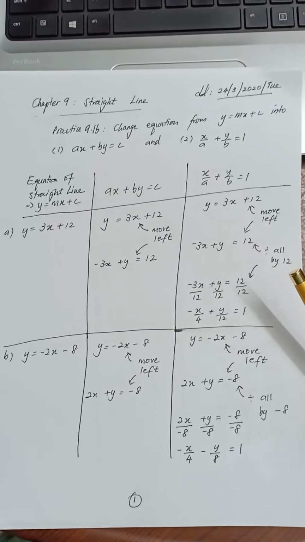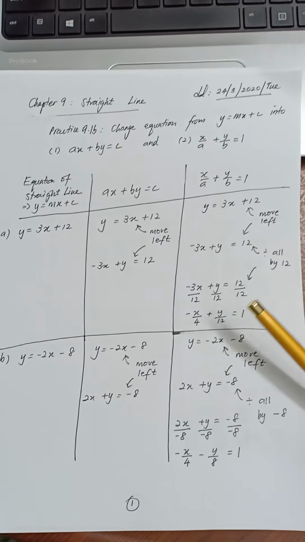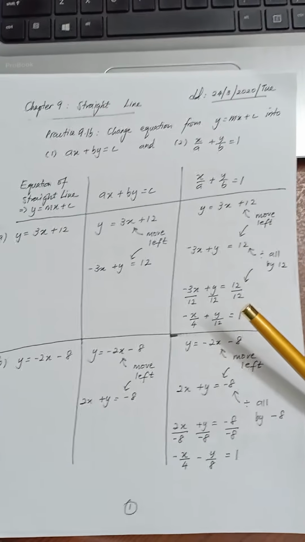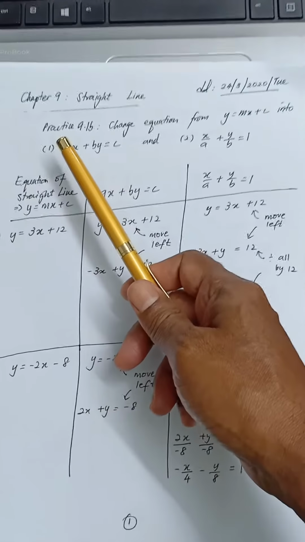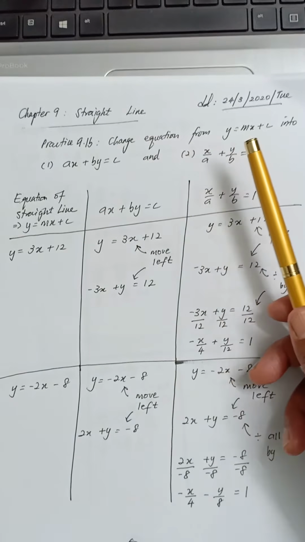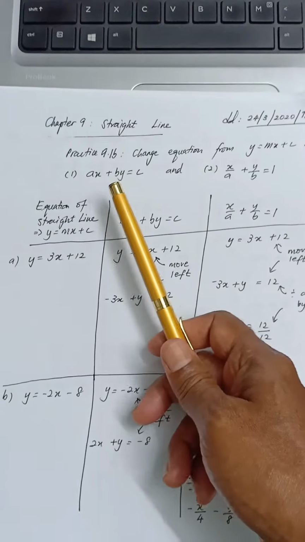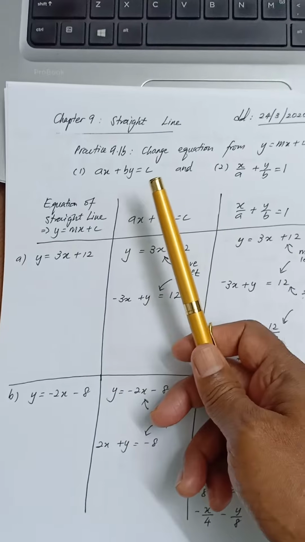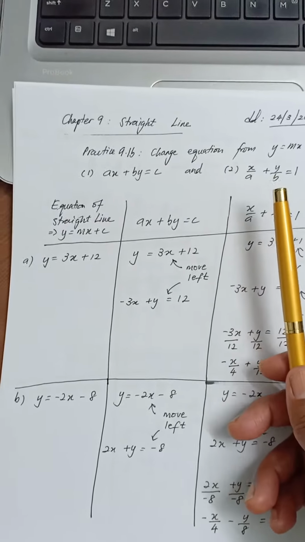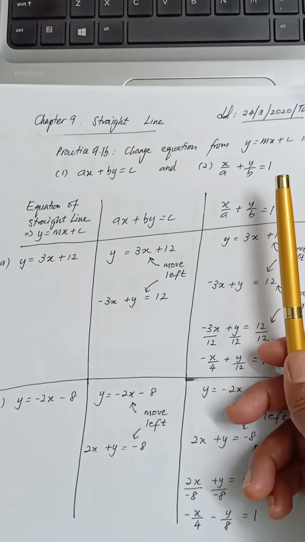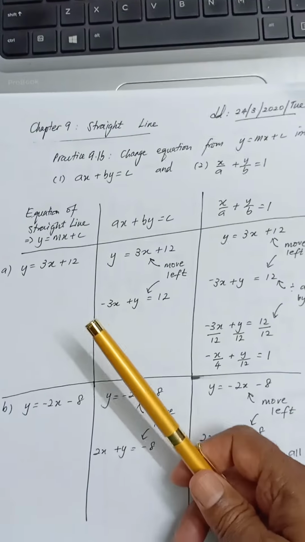Today we will be doing 9.1b on straight line. That's changing the equation from one format to another. Okay, let's look at this one. Change the equation from y equals mx plus c into these two forms. The first one is ax plus by equals c, and this one is x over a plus y over b equals 1. How do we go about it? Take a look at the two examples here.